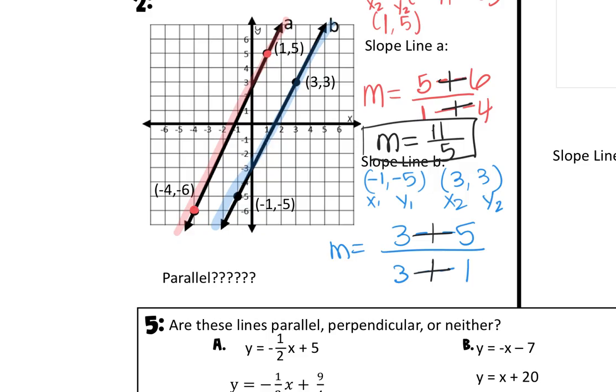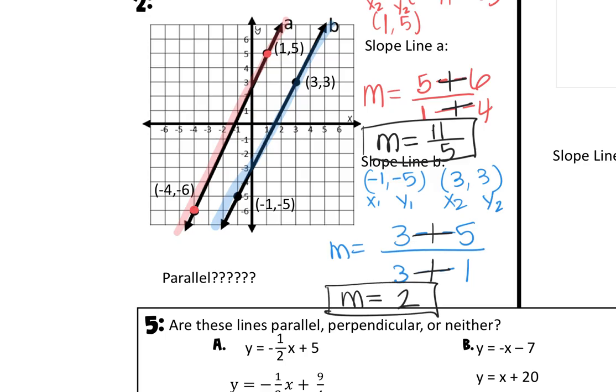Your calculator should give you back that m equals 8/4, or it'll just give you 2. One of those 2 is fine. I'm just going to say m equals 2.